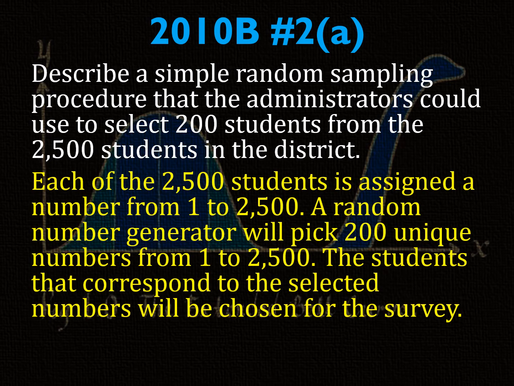So you can go many different ways with this. You can use a computer generator, you can use a random number table. Basically, whenever they ask you to describe something, just don't use a random number table, just use a computer generator. So each of the 2,500 students is first assigned a number from 1 to 2,500. So remember, the first step is to assign or label each potential participant. Then you can use a random number generator to pick 200 unique or non-repeating numbers from 1 to 2,500. Those 200 numbers selected will be chosen to take the survey.